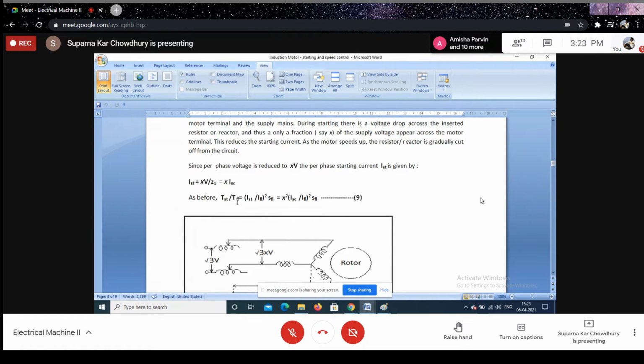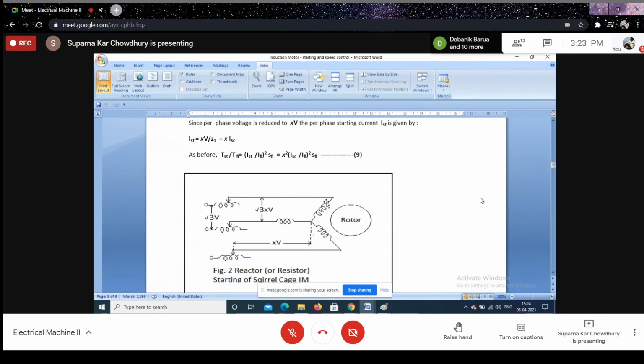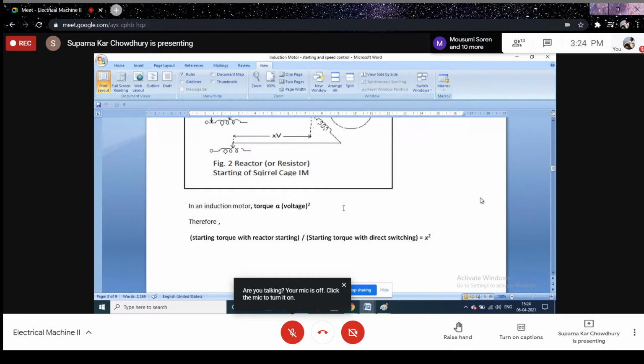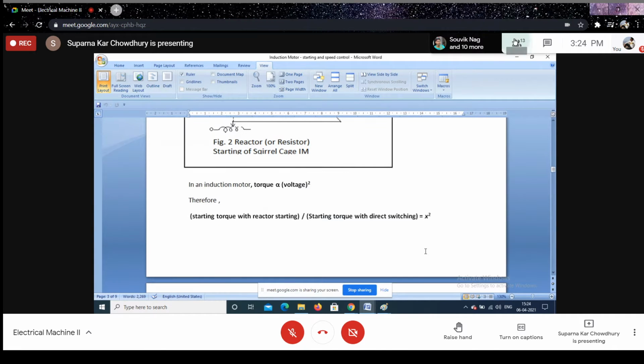So T starting by T full load will be I starting by I full load square into S full load, which will be equal to X square times I short circuit by I full load square into S full load. So here you can see that the starting current reduces. Similarly, the torque also will reduce by this factor X square. The induction motor torque is approximately proportional to the voltage square, so the torque will also reduce as we have reduced the voltage. So the ratio of starting torque with reactor starting to direct switching will be X square.